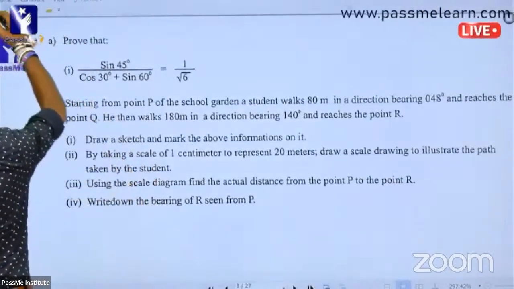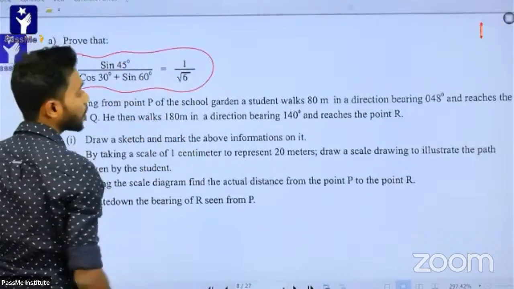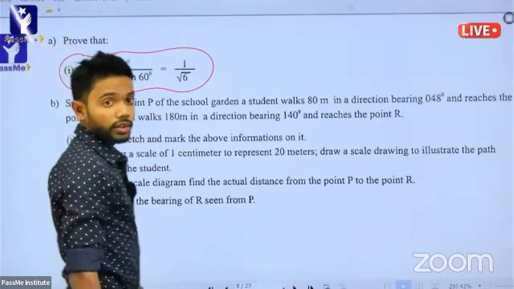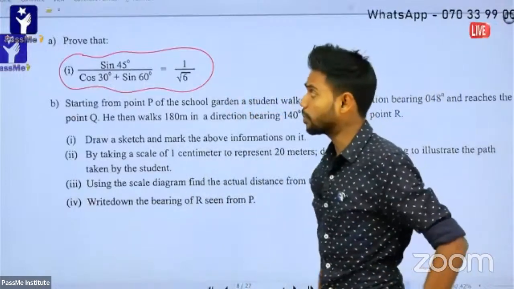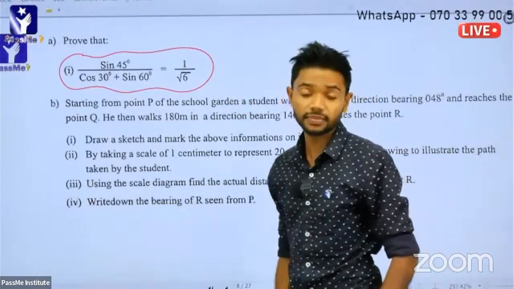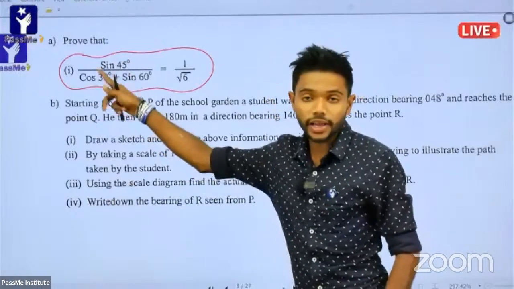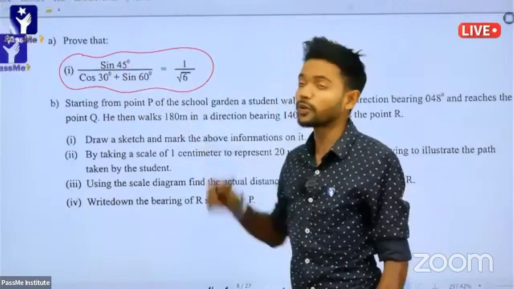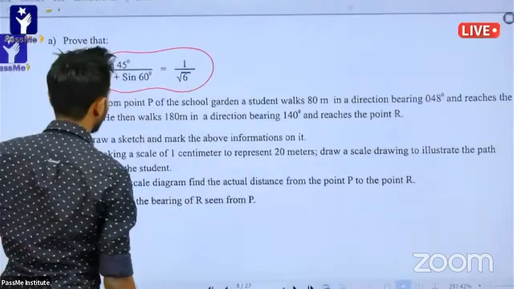Now, this is the kind of question which comes in the second paper, but sometimes this question can appear in the first paper as well. So you need to prove that this left side expression is equal to 1 over root 6. Okay, let's try to do this one first.